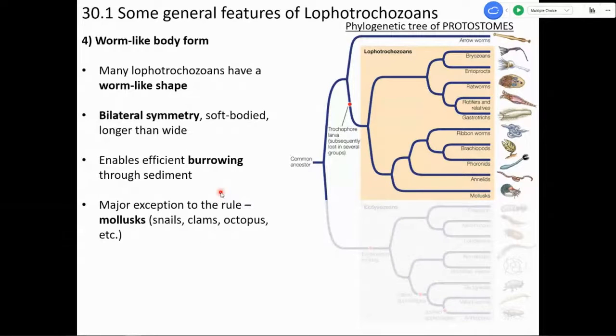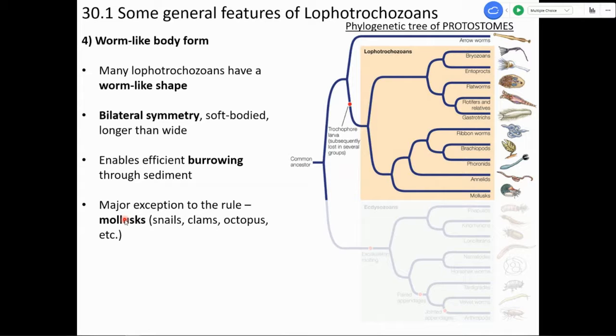And then we talked about this worm-like body form. Many Lophotrochozoans have a worm-like shape. If you peruse this phylogeny, the annelids are worms, basically. These pheronids are worm-like too; quite a few of them have worm-like shapes with bilateral symmetry. They're part of the bilateria, and many of them are soft-bodied. Worm-like means they're essentially longer than they are wide, and this is a useful feature if you're a burrowing organism. As I talked about in the last lecture, the coelom can be used as a hydrostatic skeleton. If you're an elongated worm shape with a hydrostatic skeleton, it's great for burrowing.